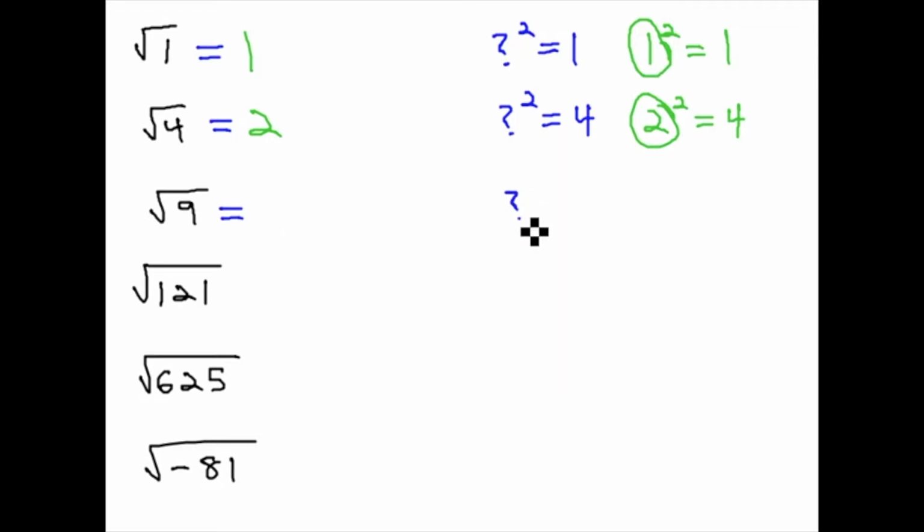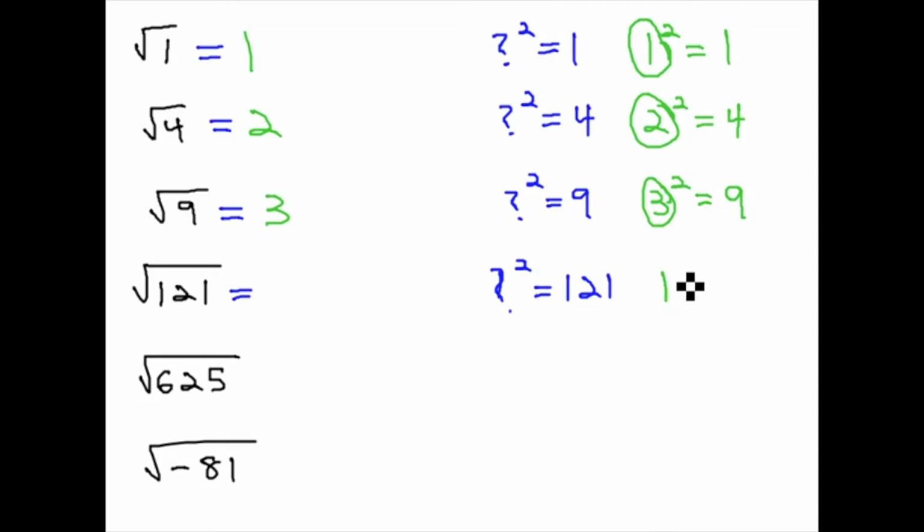Similarly, with the square root of 9, we want to know what number squared is 9, and we know that number has to be 3 squared to give us 9. So the square root of 9 is equal to 3. For the square root of 121, we're asking for some number to be squared to equal 121, and we might recognize that to be 11 squared equals 121. The square root of 121, then, is 11.